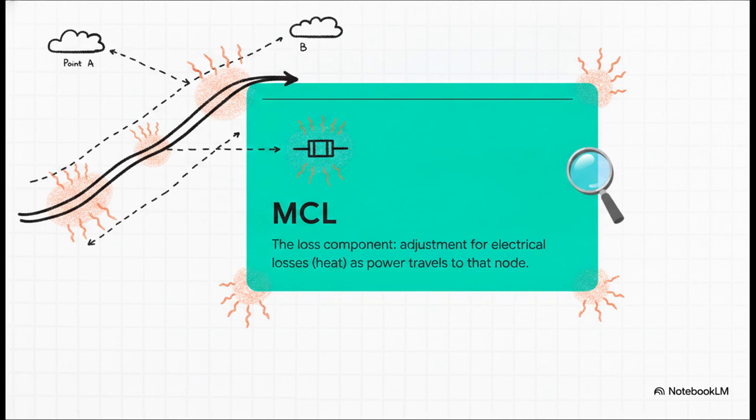Next up is the MCL, the Marginal Cost of Losses, and this one is all about the literal physics of electricity. Look, as power travels across miles and miles of transmission lines, it encounters electrical resistance. That resistance generates heat, and that heat represents lost energy. You literally bleed a fraction of the power just trying to move it from point A to point B. The MCL is the financial adjustment for those physical losses.